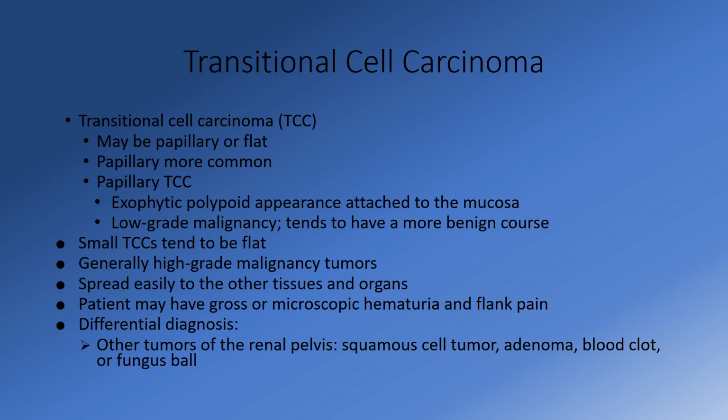You may see gross or microscopic hematuria and flank pain. And the differential diagnosis is going to be any other tumor of the renal pelvis. That could be squamous cell tumor, adenomas, blood clots even, or fungus balls. We won't know until it's biopsied. But as I said before, anything that's not a simple cyst, we're going to assume is cancer until proven otherwise.